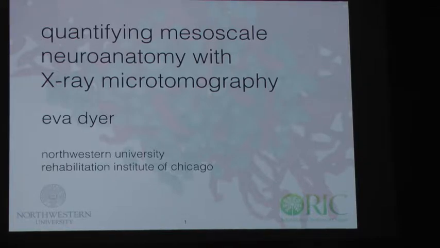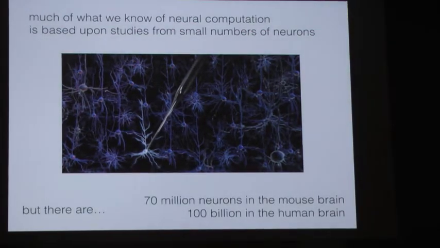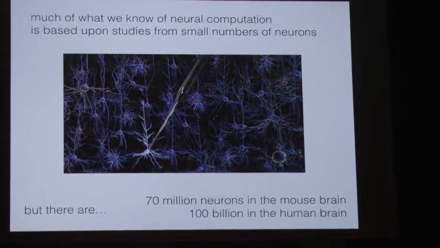Okay, so I'm going to be talking today about some work on quantifying mesoscale neuroanatomy, and the particular tools that we're using are X-ray micro-CT. So to motivate this, much of what we know about neurocomputation is based upon studies from small numbers of neurons. However, there's 70 million neurons in the mouse brain and over 100 billion neurons in the human brain.